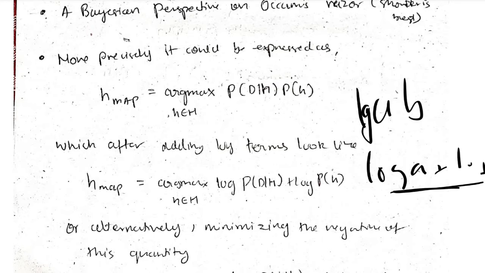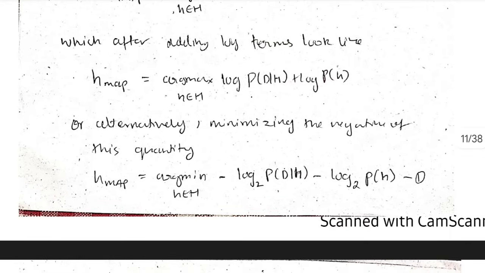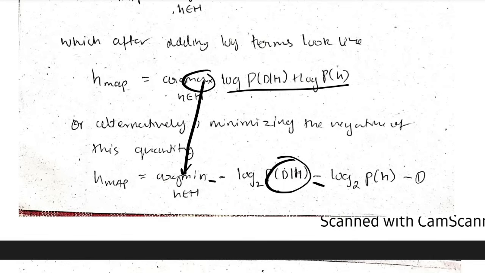Log A plus log B can be written in this way. We'll write it in the same way here, log A plus log B, and we'll be taking arg min instead of arg max, and we'll be adding the negative terms here. After we have done this, we have to take some standard values, a standard value for P(D|H) and a standard value for P(H).